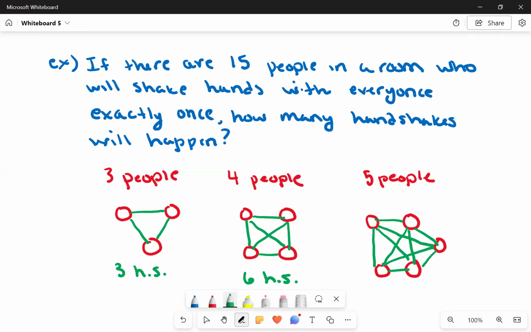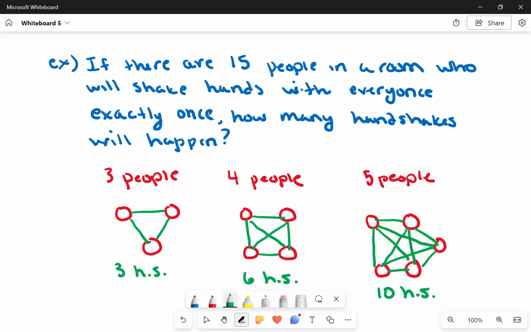Okay, let's count how many lines there are here. So 1, 2, 3, 4, 5, 6, 7, 8, 9, 10. 10 lines or 10 handshakes.